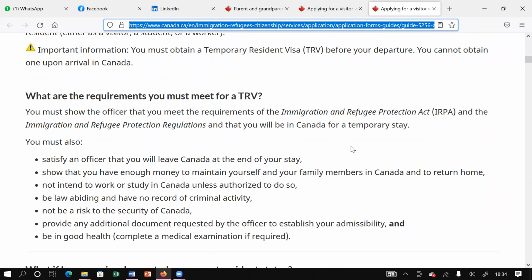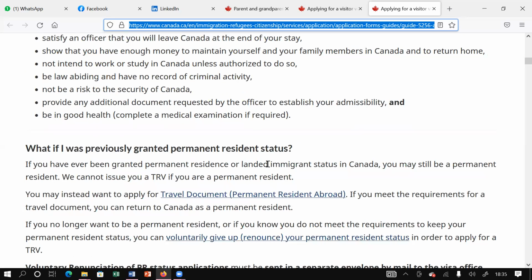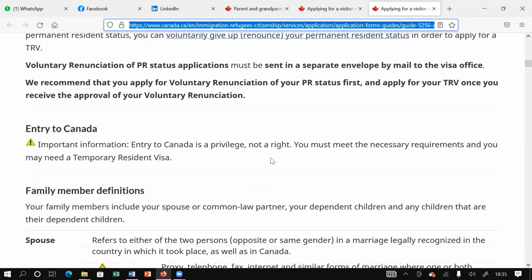What are the requirements? You must show the officer that you meet the requirements of the IRPA and the Immigration and Refugee Protection Regulations, and that you will be in Canada for a temporary stay. You must also satisfy an officer that you will leave Canada at the end of your stay, show that you have enough money to maintain yourself and your family members in Canada and to return home, not intend to work or study unless authorized to do so, and be law-abiding with no record of criminal activity, and something like this. So let's go to the next step.